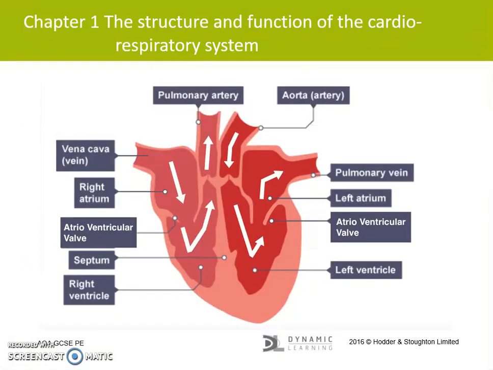Now we're going to have a quick look at the structure of the heart. So if we look here, we're going to start with the blood coming back from the body at the vena cava. If I was a red blood cell, I'd be traveling in here. I'd come up into this top chamber called an atrium. I'd travel down into the ventricle, and then the heart will pump, and I'll get pumped all the way up the pulmonary artery. I'll get pumped up to the lungs.